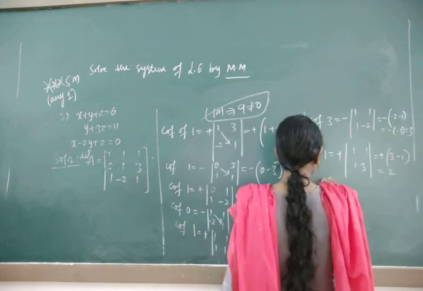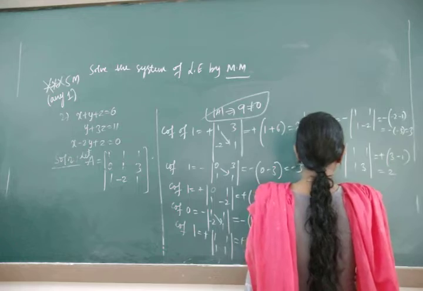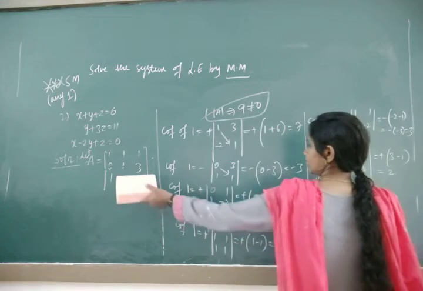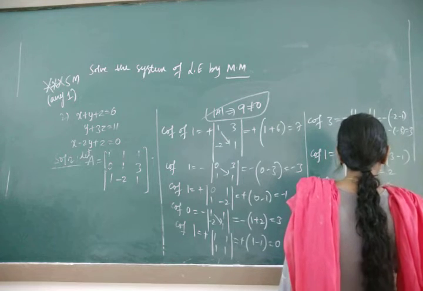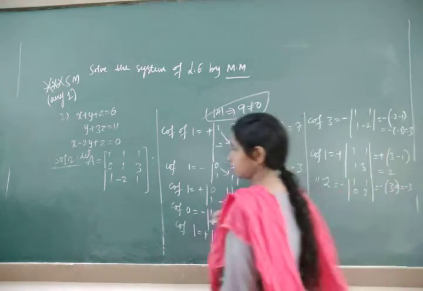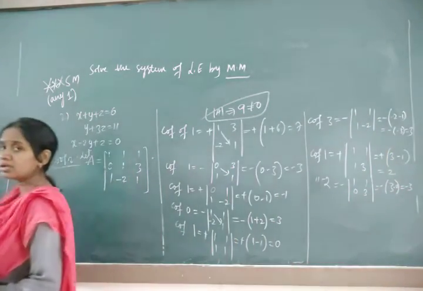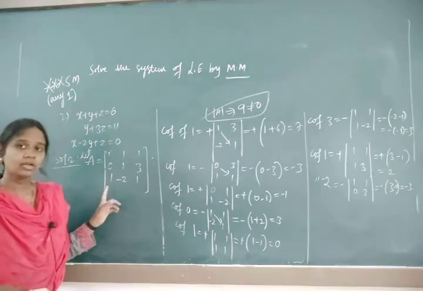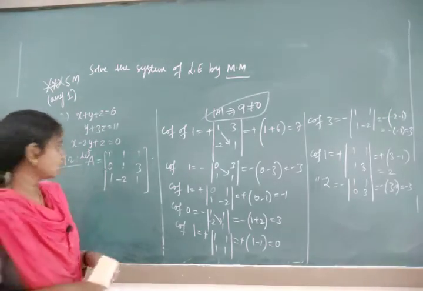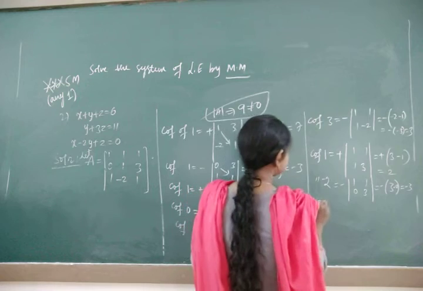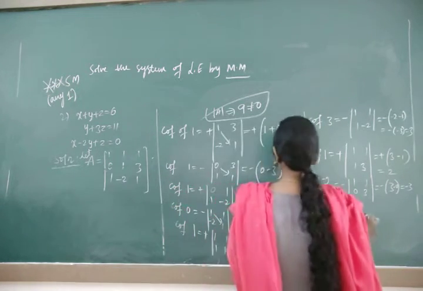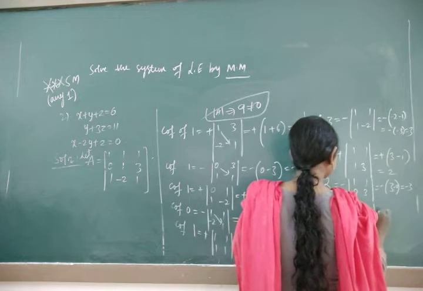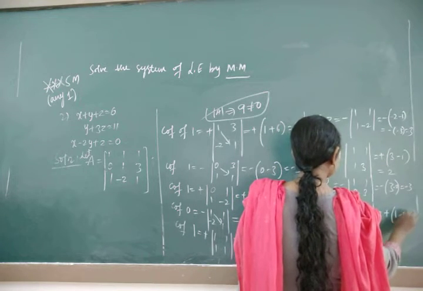Next, cofactor of minus 2, it's a minus sign. Deleting third row second column, it will be 1 1 0 3, it's a minus 3. Check it out. Now what remaining? Deleting third row third column. Cofactor of 1, plus, deleting third row third column, it's a 1 1 0 1, it's a 1 minus 0, it's a 1.